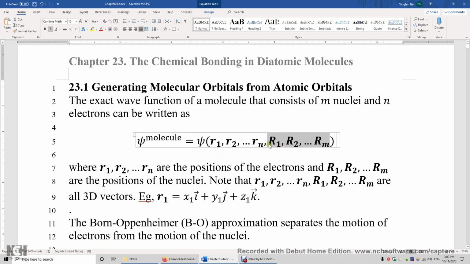Each r, no matter lowercase or uppercase, is a three-dimensional vector that specifies a position in the x, y, z Cartesian coordinates. For example, this r1 is a vector, and this lowercase r1 is the sum of x1 times the unit vector in the x direction plus y1 times the unit vector in the y direction plus z1 times the unit vector in the z direction.